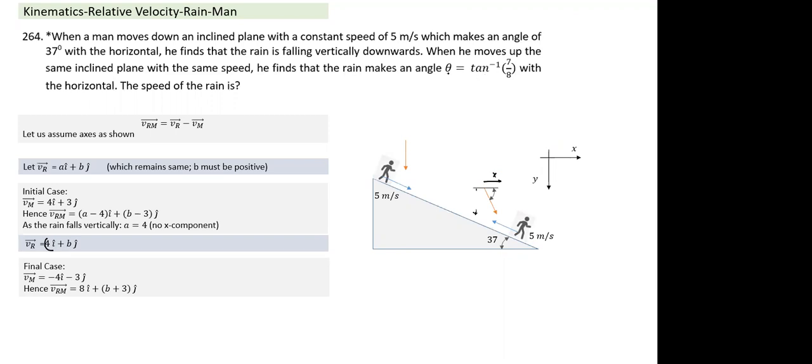We find the rain makes an angle, basically it's given tan theta is equal to 7 by 8 with the horizontal. So this is nothing but Vy by Vx. So tan theta is equal to 7 by 8, which is equal to the Y component divided by the X component. So I substitute this value and find the B value is 4.